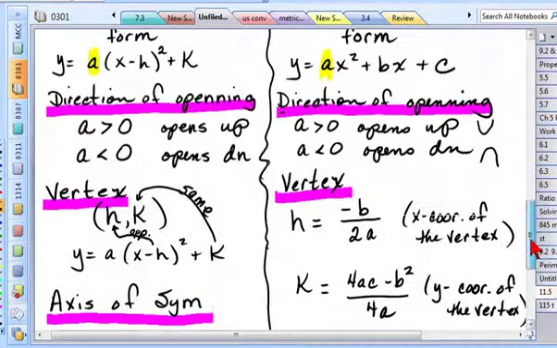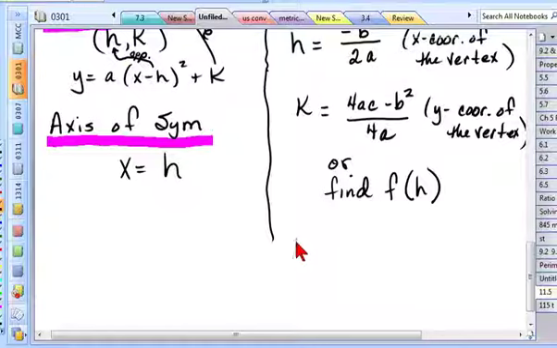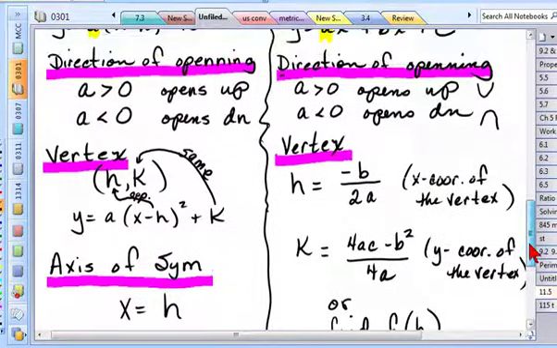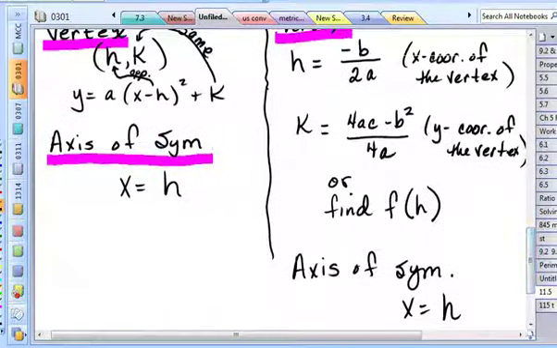All right. The axis of symmetry is x equals h, a vertical line. So I think that's primarily what you need from general form.